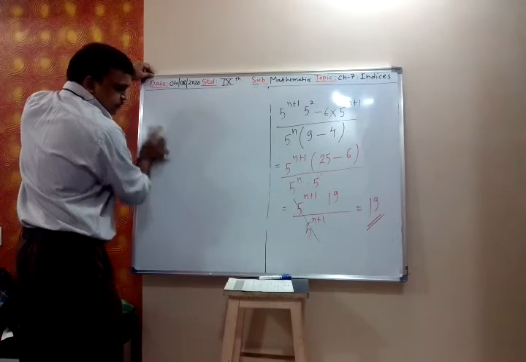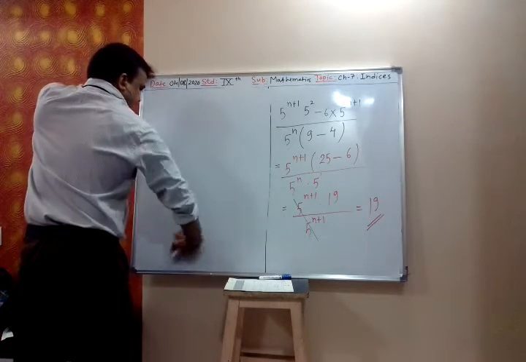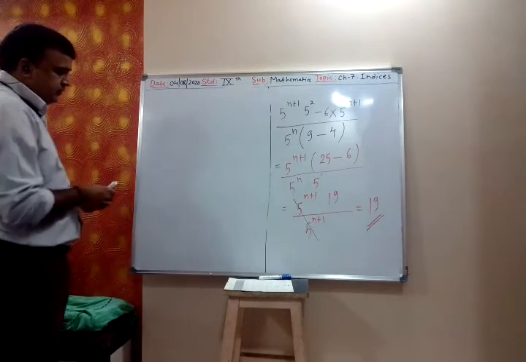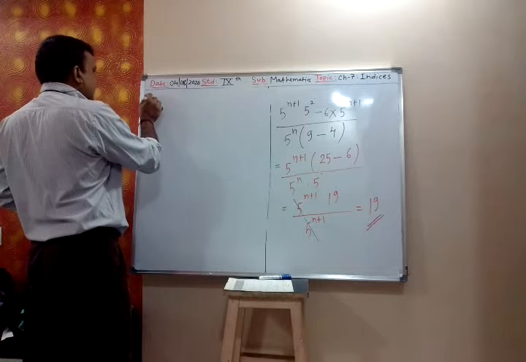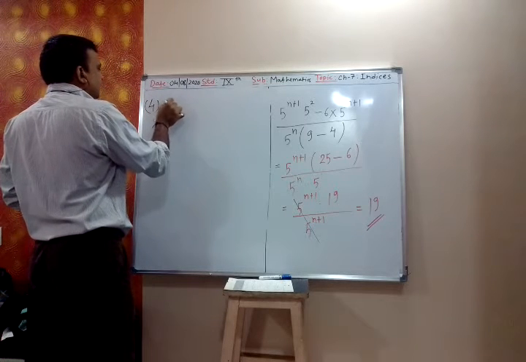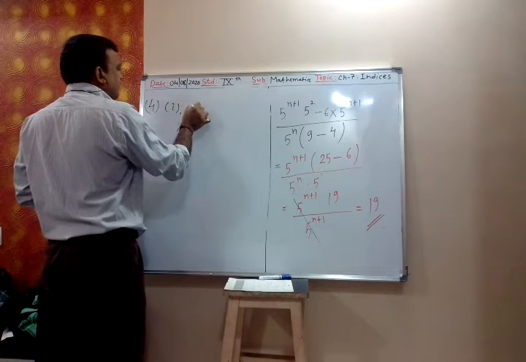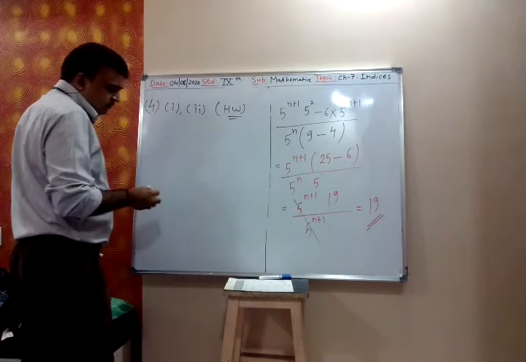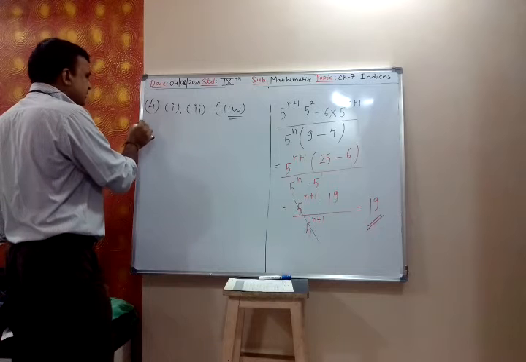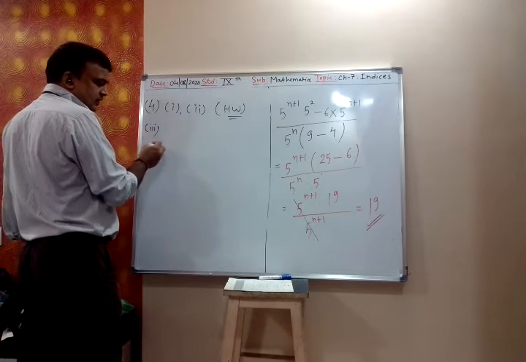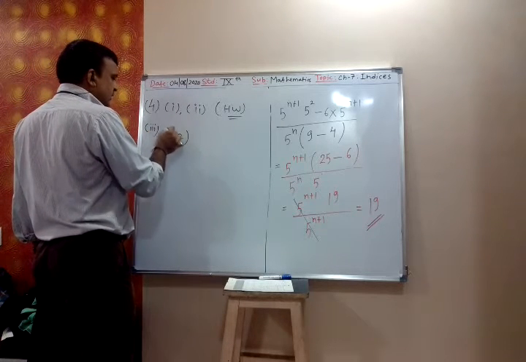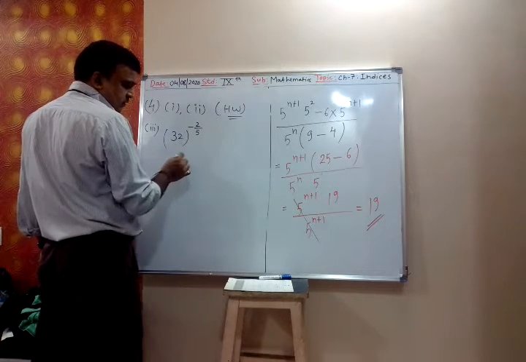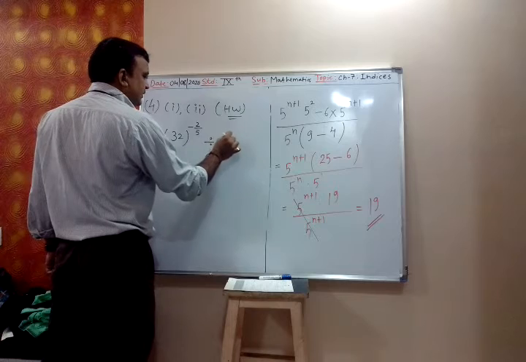Then fourth, first, second, you will get direct answer. Third also I can give homework, but let me do this third. Third one, 32 raised to minus 2 by 5 divided by 125.